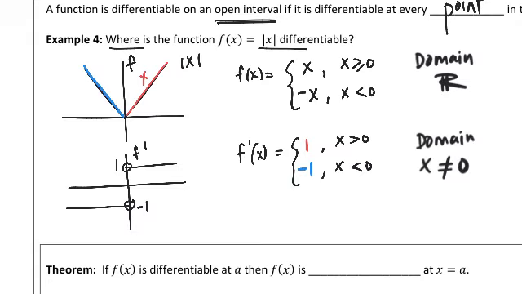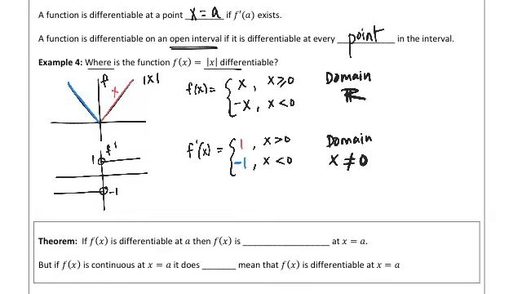So places which are in the domain of f but are not in the domain of f prime, those are places where we're not differentiable. So in this problem, we would say f of x is not differentiable at x is equal to 0. So we can say that here, f of x not differentiable at x is equal to 0.